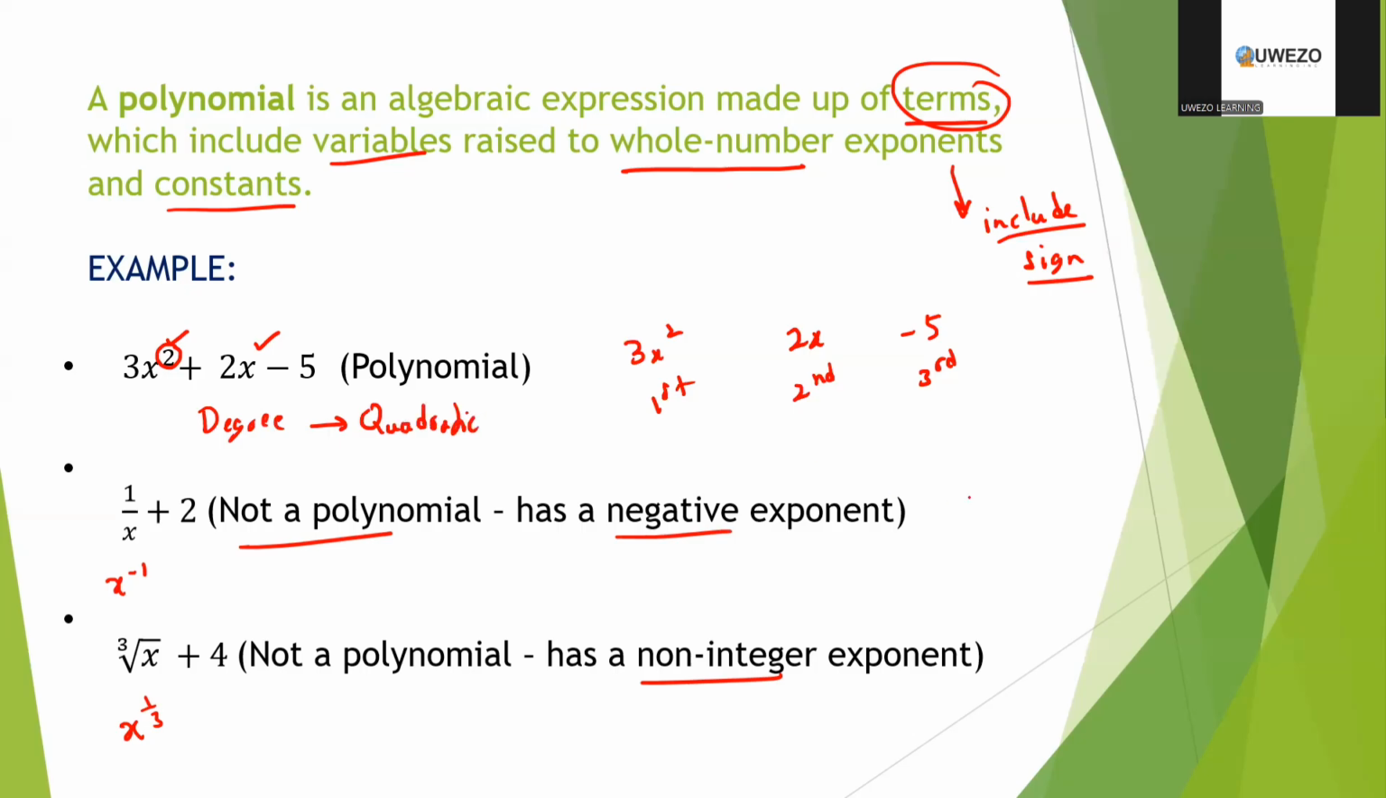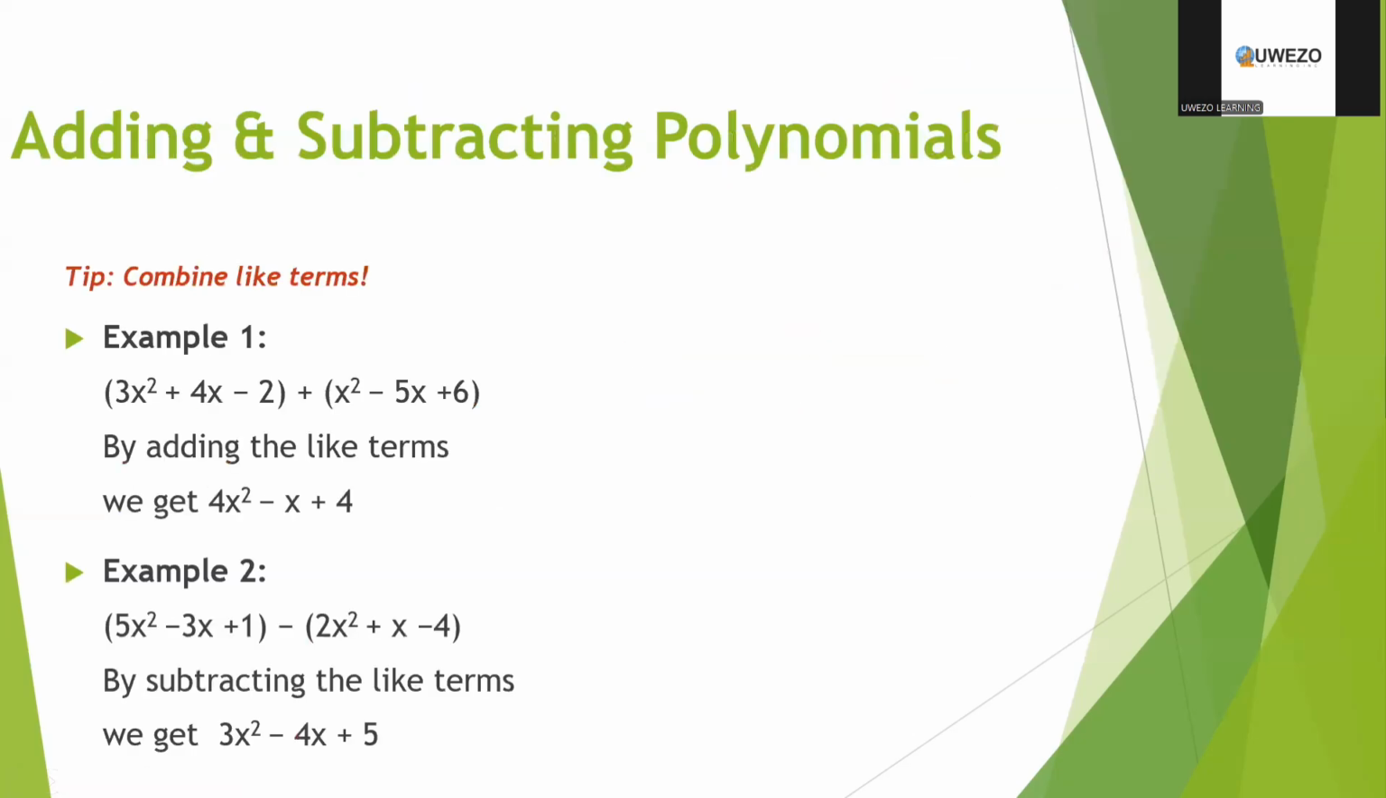Next, let us think of adding and subtracting polynomials. The key idea here is to combine the like terms. For example, if you're adding these two polynomials, you add 3x squared with x squared to get 4x squared, and 4x and negative 5x will give me negative x, negative 2 and positive 6 will give me positive 4.